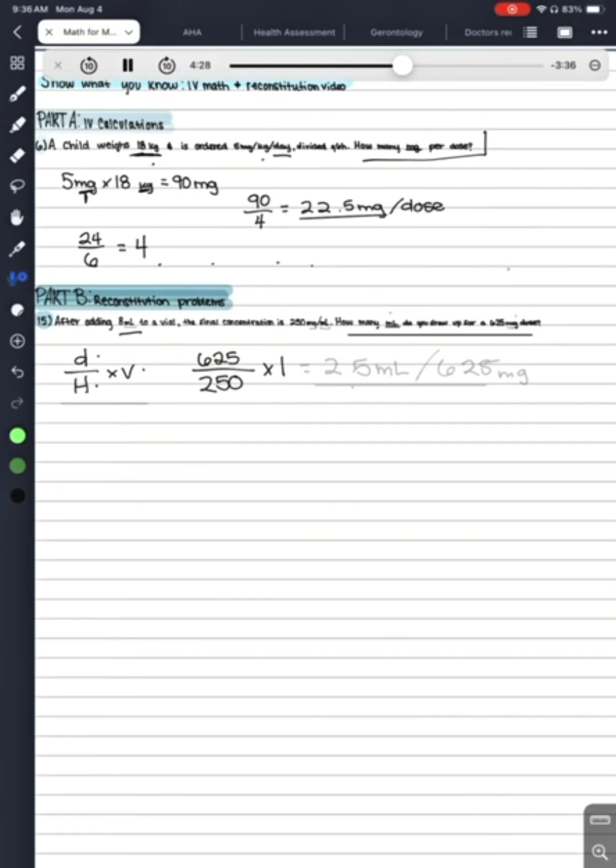Because we're looking to find how many milliliters we're drawing up for this 625 milligram dose. So for 250 milligrams per milliliter, this concentration would be 625 milligrams in 2.5 milliliters that we've drawn up in the syringe. So my final answer here is 2.5 milliliters for a 625 milligram dose.